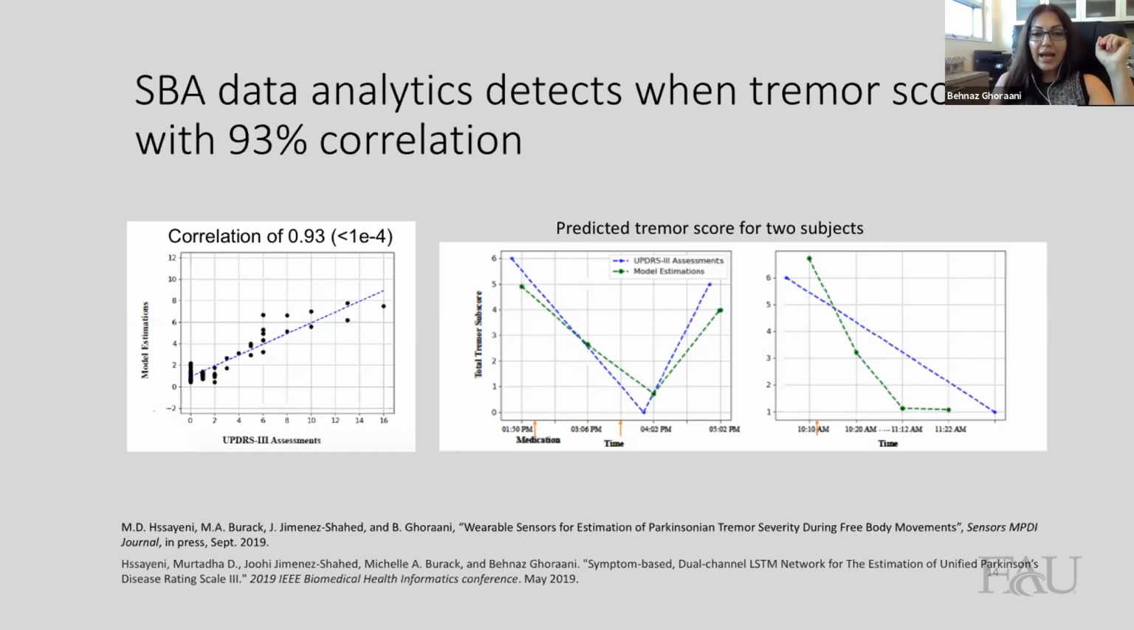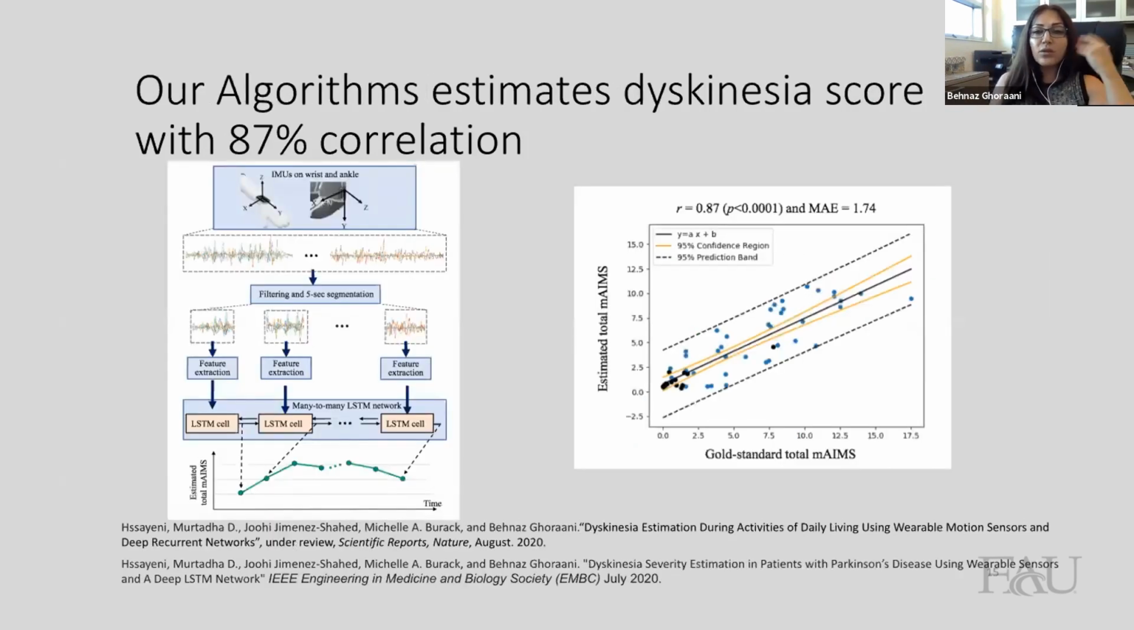We are also able to measure this kinetic movement, those involuntary movements, with very high correlation with what the physician was measuring. And we use a deep learning approach for this one. What we do is look at the long-term patterns in this data, and also the short-term patterns in this data, so that we are able to make a very accurate prediction of these motor complications.